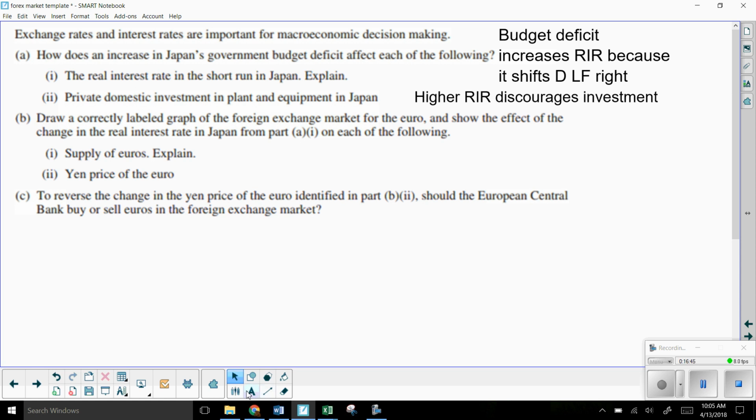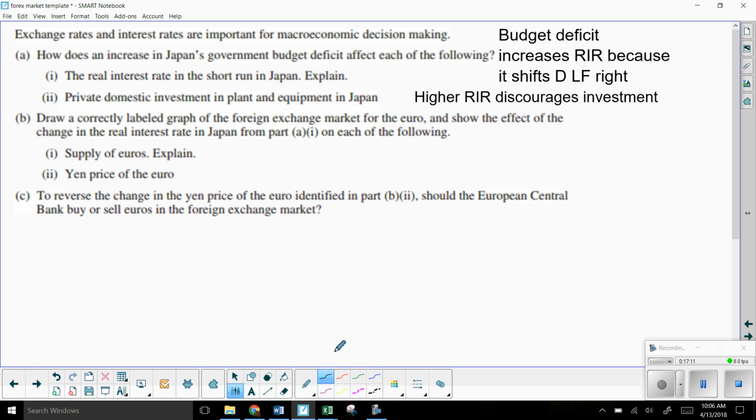All right, so here comes some foreign exchange parts of it. What about the market for the euro? And we think about how a change in real interest rate in Japan affects each of the following. In this case, they've been really specific to tell us which graph to think about and which line to shift. So if you look for those hints, that would be really nice. If you even forgot how to label it, they kind of gave you a hint in part 2 there. So let's go ahead and set that up a little bit.